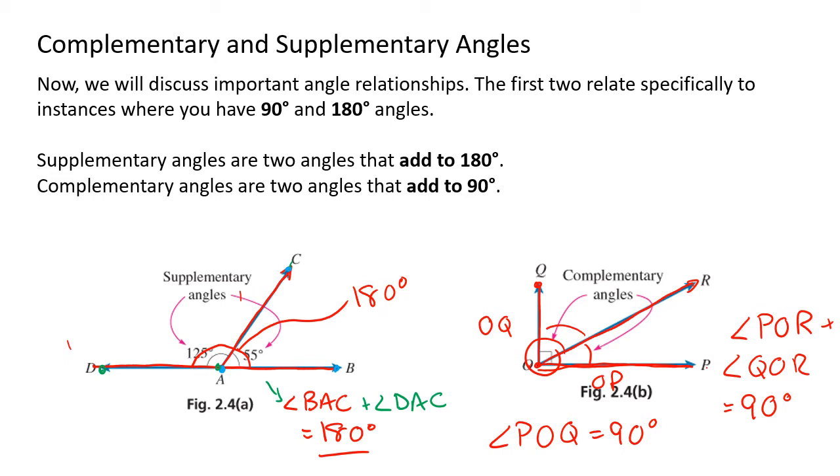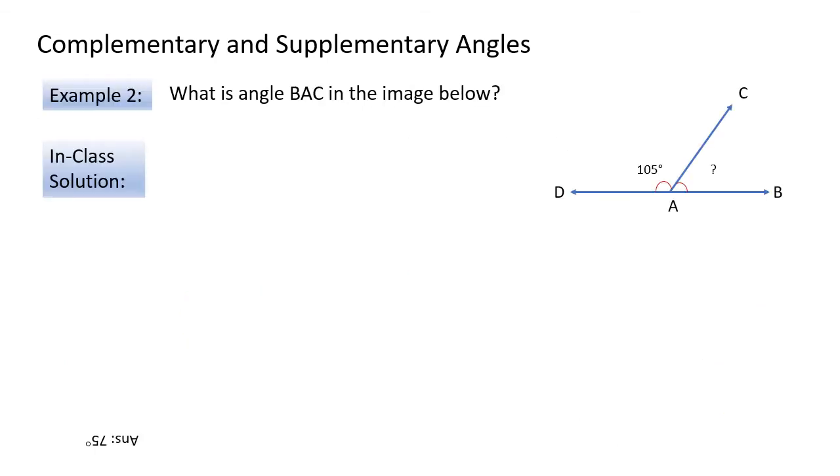Again, these relationships all will build on each other in these slides, and you'll see how given multiple lines, you can use these relationships to figure out angles that you didn't necessarily think were possible initially. Look at a few examples. What is the angle BAC in the image below?